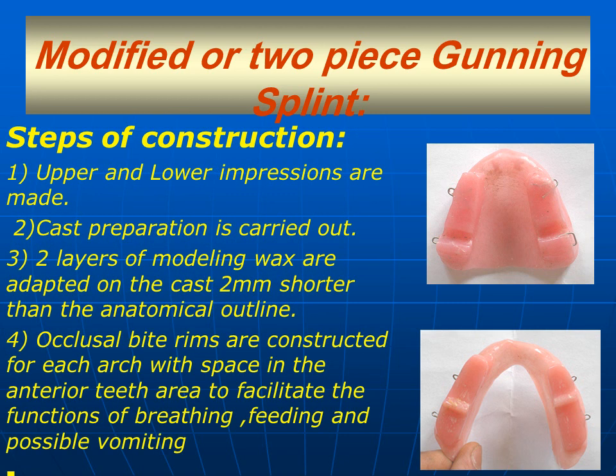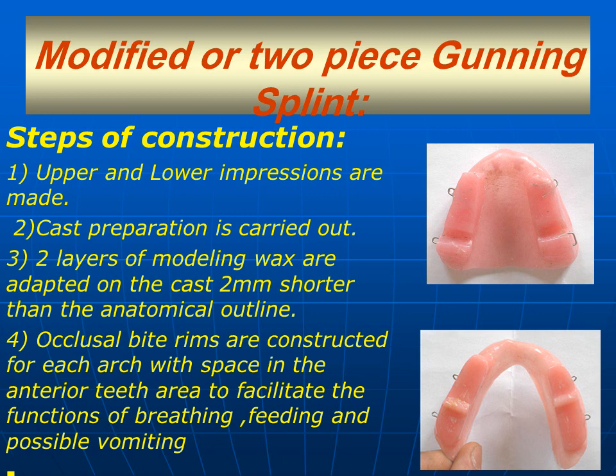Steps of construction are very easy. Upper and lower impressions are made. Cast preparation is carried out. Two layers of modeling wax are adapted on the cast, 2 mm shorter than the anatomical outline. Why? First, why 2 layers and why shorter than the anatomical outline? 2 layers because I will reline this stent later using tissue conditioning material. So I will remove the inner layer and take the outer layer for flasking.